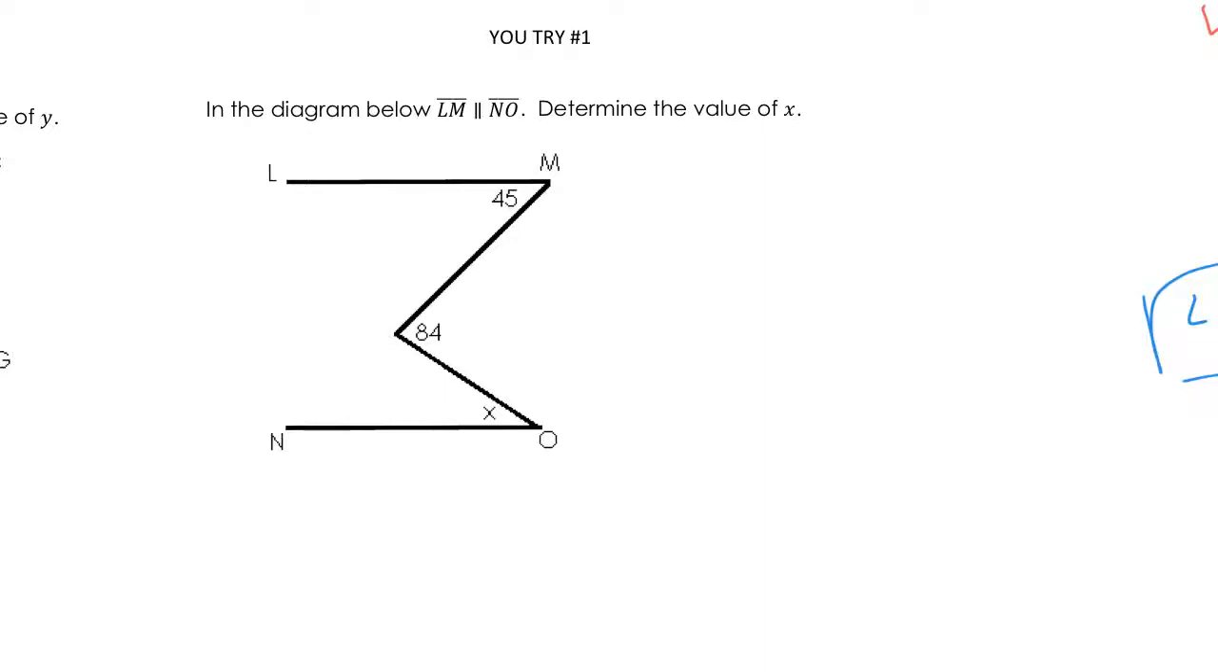Now I have a triangle with a 96, a 45, and an X. So I'm going to use the triangle sum theorem to find X. So 45 plus 96 plus X equals 180. So basically I end up just subtracting. 45 plus 96 is 141. 180 minus 141 is 39. So angle X is 39 degrees. That's it.